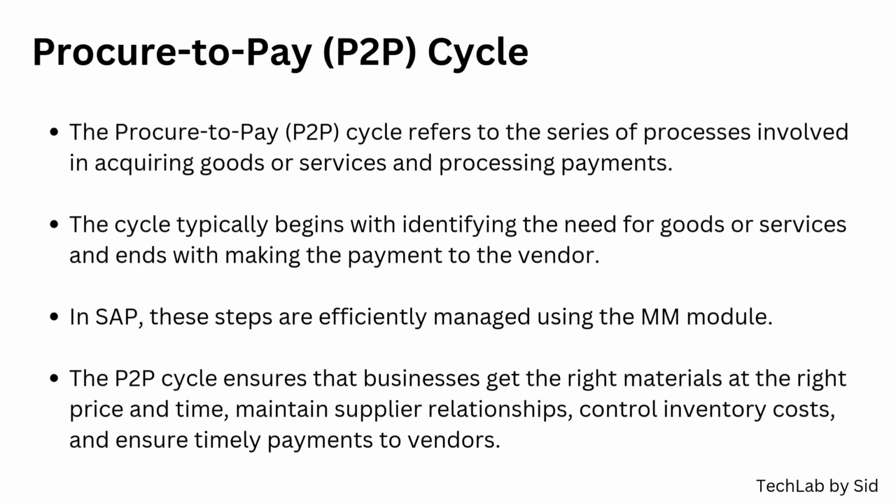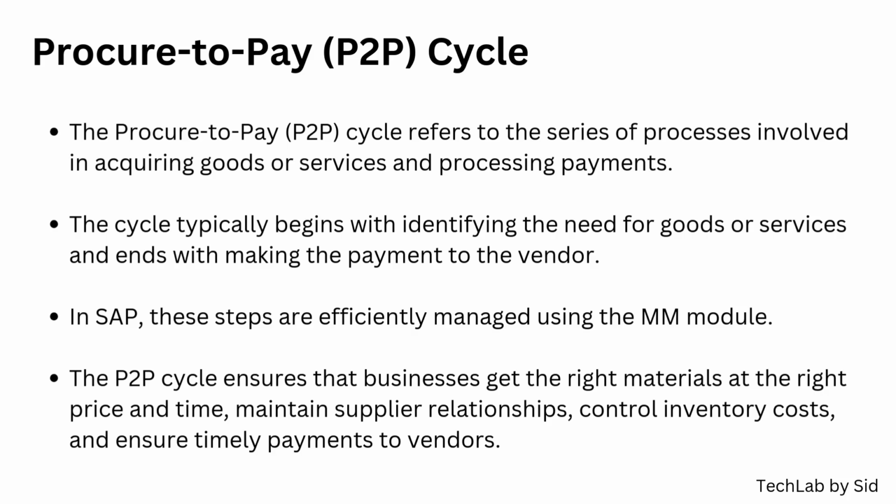The process typically starts with identifying the need for goods or services. This could come from various departments in the organization, such as production, sales, or operations. Once the need is identified, the cycle progresses through a series of stages like purchasing, receiving goods, and verifying invoices. Finally, the cycle ends with making the payment to the vendor, closing the loop on the entire procurement process. The key here is that the P2P cycle isn't just about buying goods, it's about doing so efficiently, on time, and at the right cost.